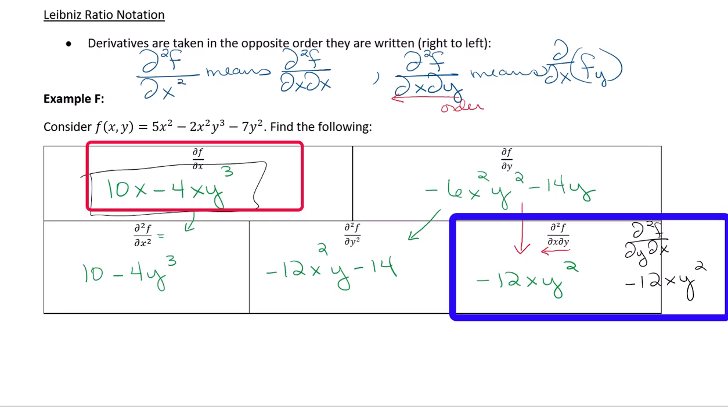So the same is true regardless of the notation. For the second order derivative, it does not matter which variable you do first. If you do the x first, then the y, or the y first and then the x, you should get the same result, as long as the function is continuous.